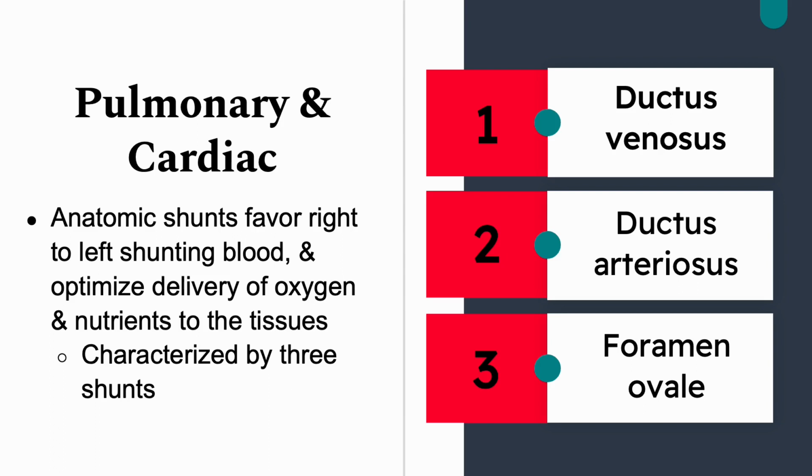Anatomic shunts favor right to left shunting of blood and optimize delivery of oxygen and nutrients to the tissues. The fetal circulation is characterized by the presence of 3 shunts. 1. The ductus venosus. The ductus venosus directs oxygenated blood from the umbilical vein to the infant's inferior vena cava. 2. The ductus arteriosus, which directs blood from the pulmonary artery to the descending aorta. And 3. The foramen ovale, which directs intra-atrial blood from right to left in the fetal heart.